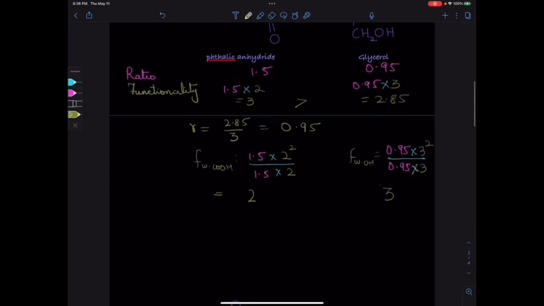Plugging this into the Flory-Stockmeyer equation, we get Pc equals 1 over square root of R, which is 0.95, times 2 minus 1 times 3 minus 1. And that gives us a Pc value of 0.7071.